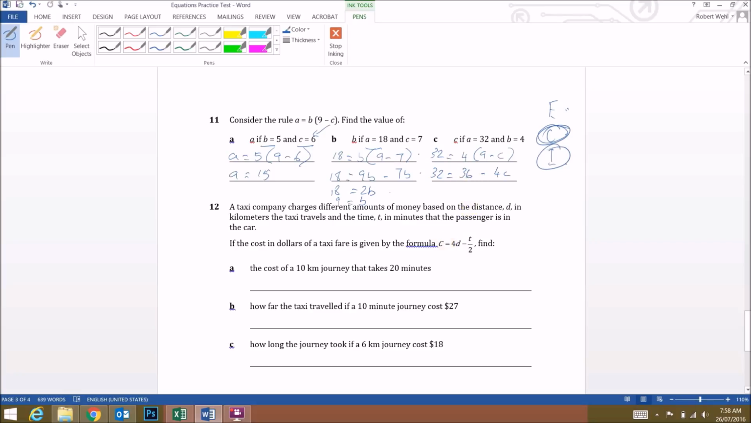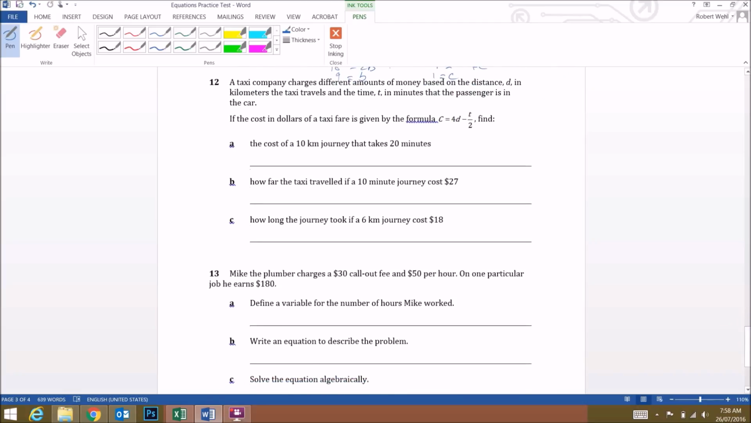So I take 36 from both sides. I end up with negative 4 if I take 36 from 32. It's really important to understand that this minus sign stays there. It's still minus 4C. Okay, it doesn't go anywhere. So now I divide by negative 4, and negative 4 divided by negative 4 equals positive 1. All right, remember, a negative times a negative equals positive.